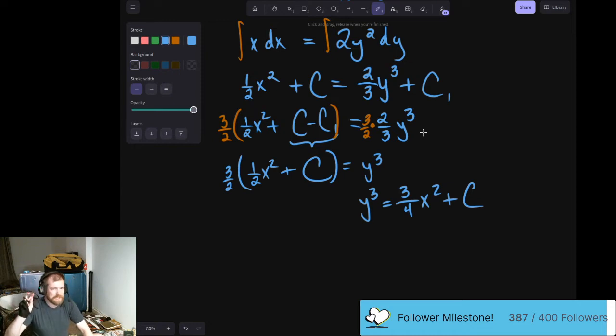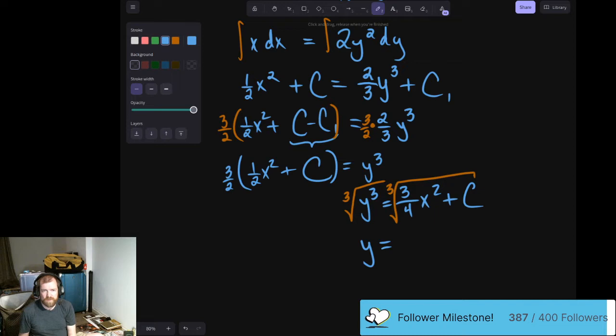Okay, and if we want to, a cube is a one-to-one function. So let's take the cube root. This is also a one-to-one function, so we don't have to consider any weird stuff going on, skipping powers and things like that, as would happen if you had an even exponent on y. So here this is just going to be y is equal to the cube root of 3/4 x squared plus c.